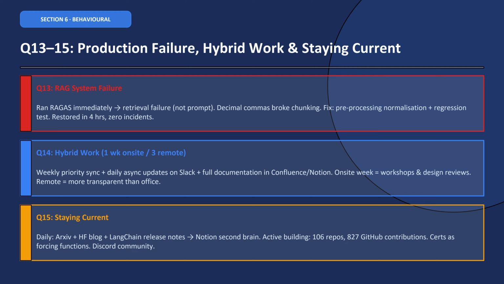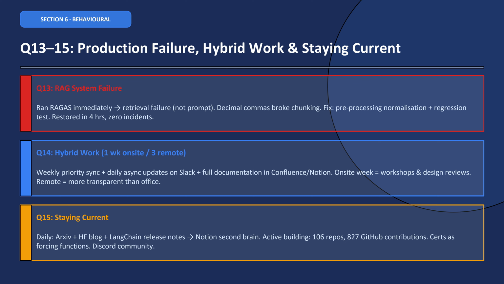The fix. I added a pre-processing normalization step, re-ingested the affected documents, and added a regression test to the golden data set, so this format would be caught automatically in future. System restored in 4 hours. Zero users facing incidents. After that, the regression test has caught two similar issues since.